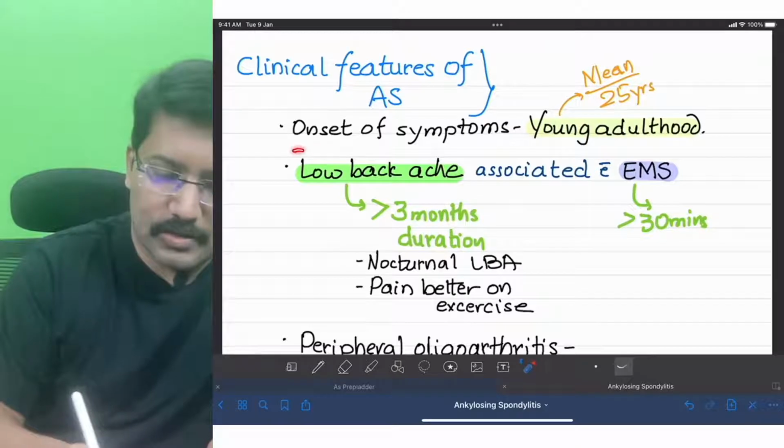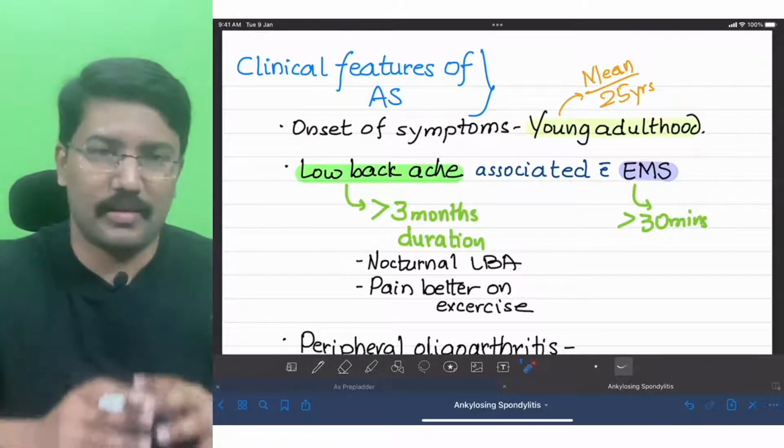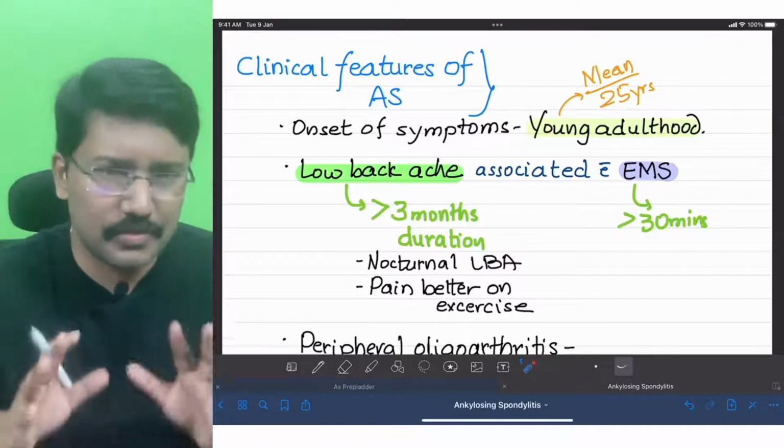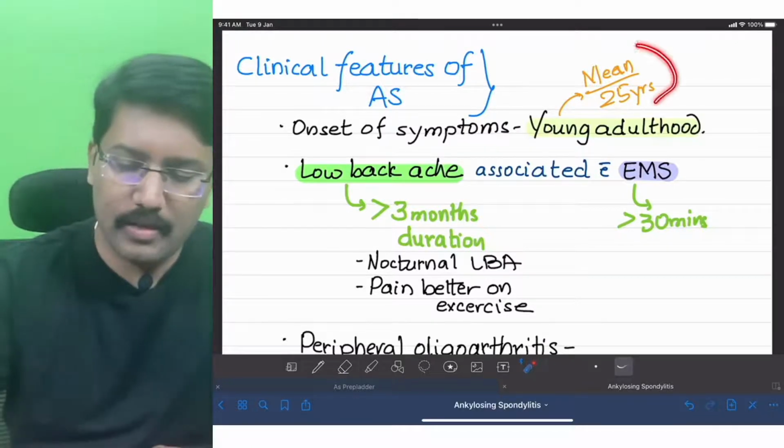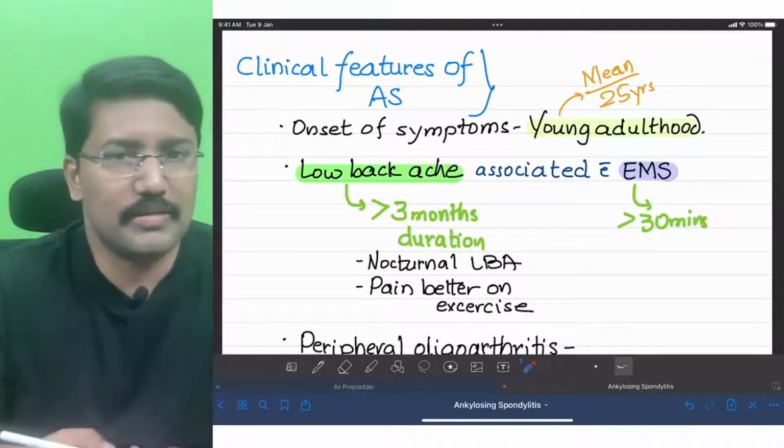Now coming to clinical features of ankylosing spondylitis, right? The usual onset of symptoms is in young adulthood. Like you have HLA-B27 and then you develop this clinical manifestation usually in young adulthood. The mean age of presentation is 25 years.